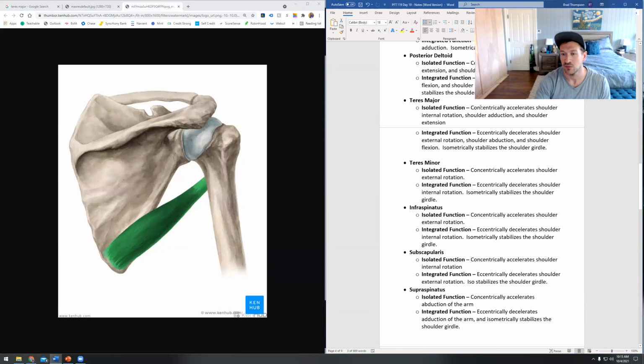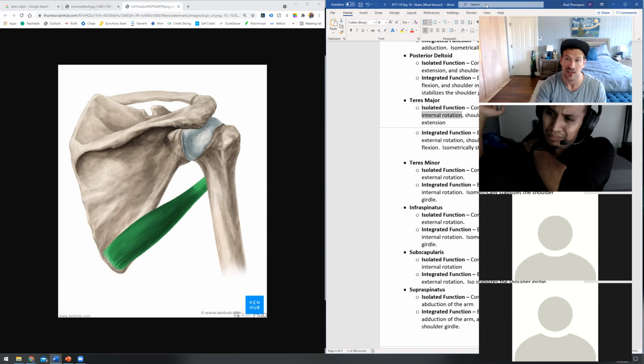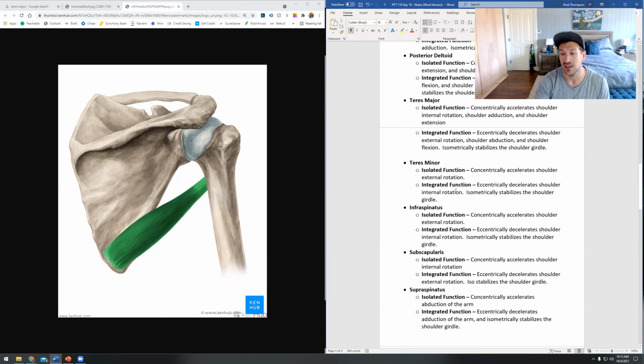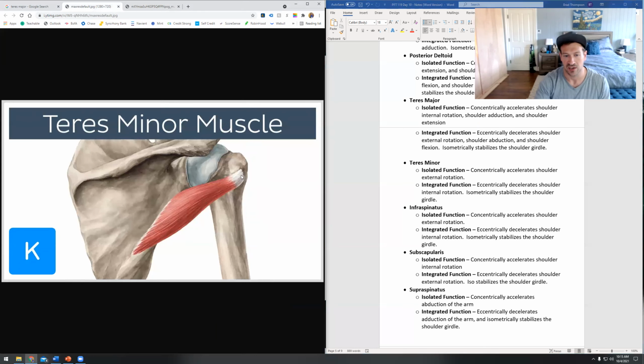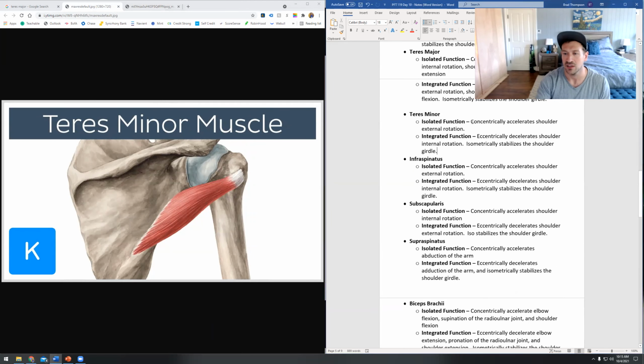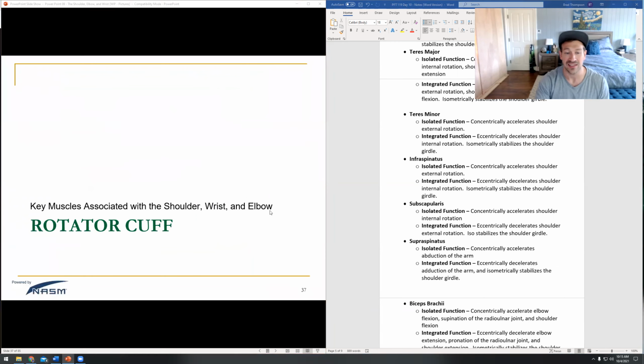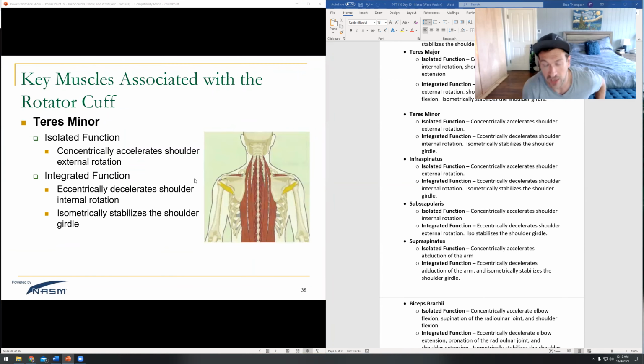So teres major, again, it does these things as well, but what I want you guys to know it for is it does the shoulder internal rotation. Again, we have way too much internal rotation in our clients, so we're working against that a lot, which means we need to strengthen the minor, which does external rotation, grabs the back, pulls in the back, right? So teres minor concentrically accelerates shoulder external rotation. And this is where we are getting into the rotator cuff.